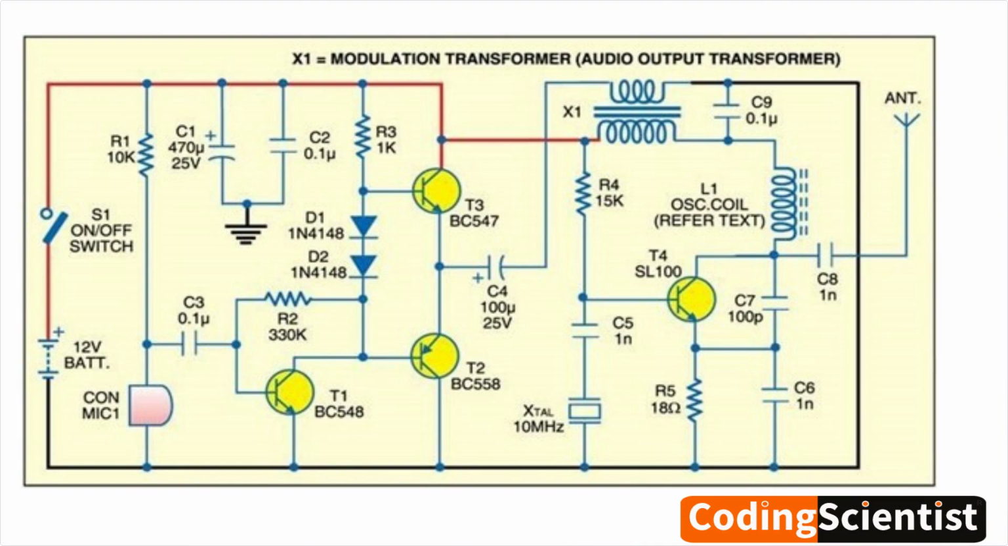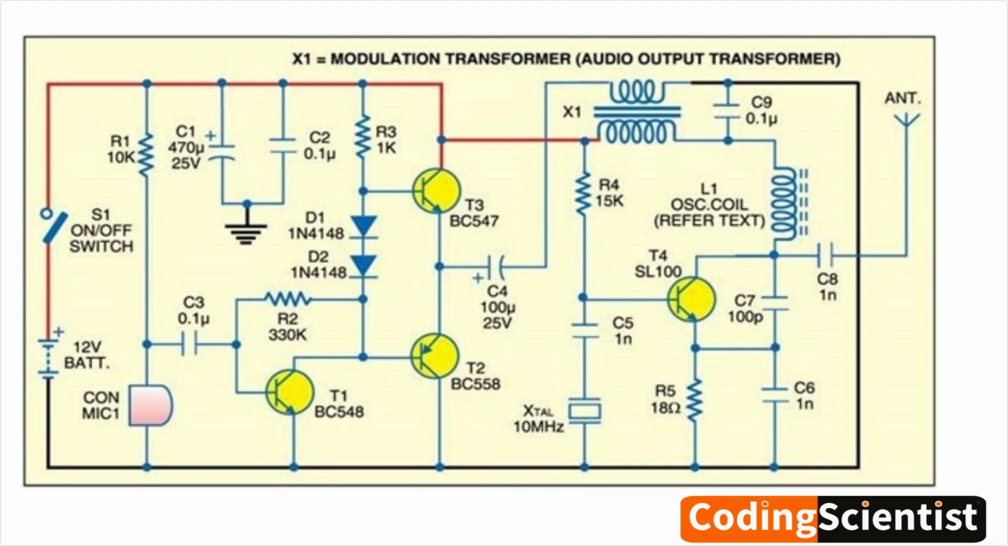The audio input from the microphone is converted into variations in the frequency of the carrier wave, which is then transmitted through the antenna. Microphone, MIC1, the input source for audio signals. T1, BC548. This transistor acts as a preamplifier, boosting the audio signal from the microphone.